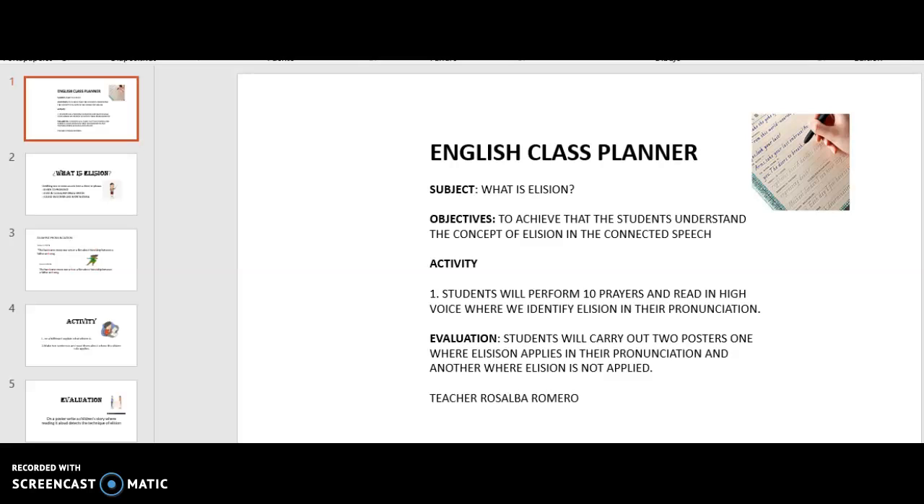Evaluation: Students will answer two questions, one where a lesson appears in the pronunciation and another where a lesson does not appear. Teacher Rosalba Romero.